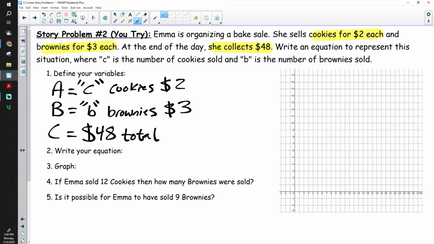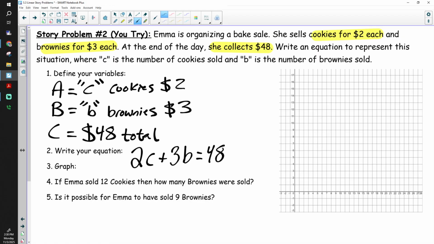So our equation, what's it end up being? 2C plus 3B equals 48. Exactly. We have $2 per cookie plus $3 per brownie equals a total of 48.